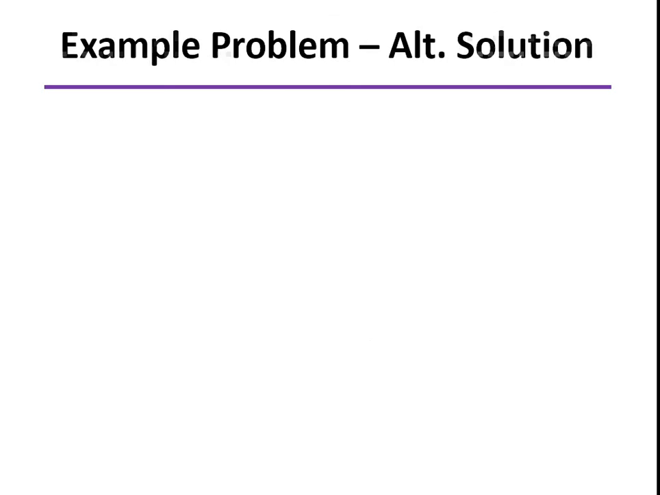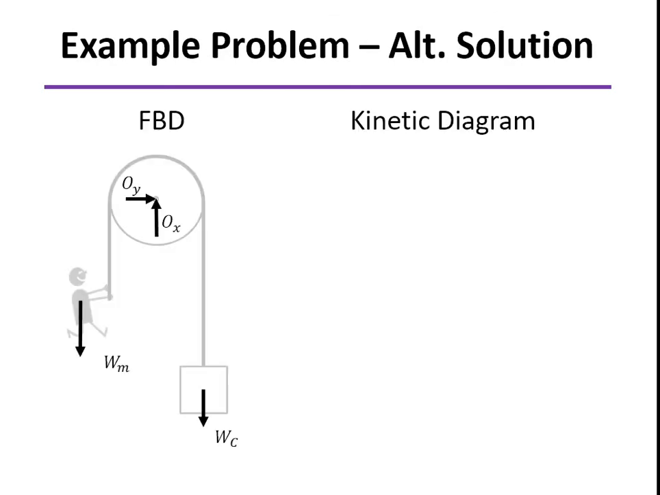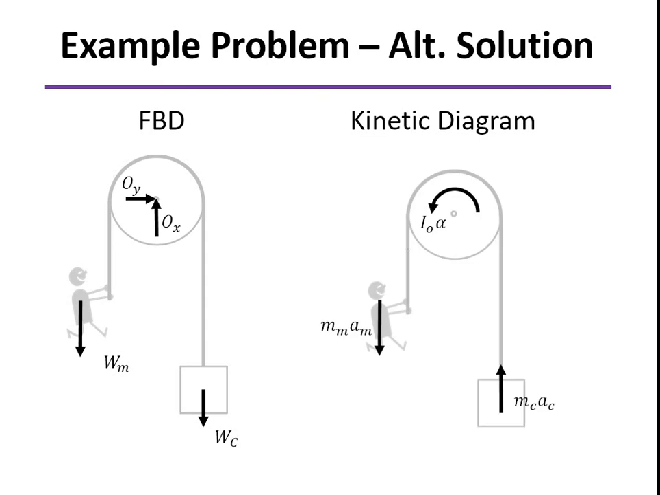Now, if we don't need the tension forces, there's actually a better way to do this problem. Let's look at the whole system. If I draw a free body diagram, you can see I've got the pin forces that hold up the pulley, and the weight of the man and the weight of the crate are the only other external forces acting on this system. The tension becomes an internal force. On a kinetic diagram, remember to show I times alpha of any body that is rotating, which in this case is the pulley, and the mass times acceleration of any masses that are accelerating.